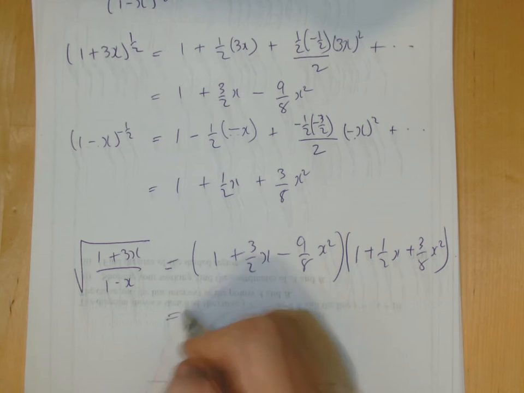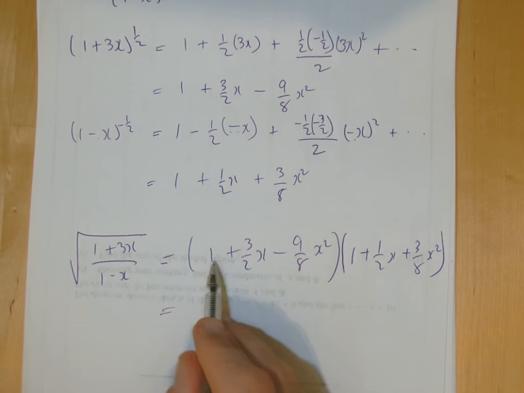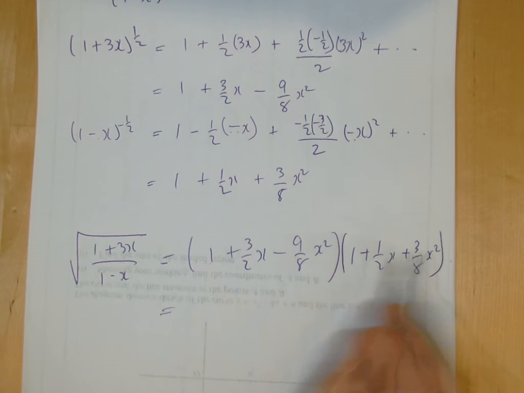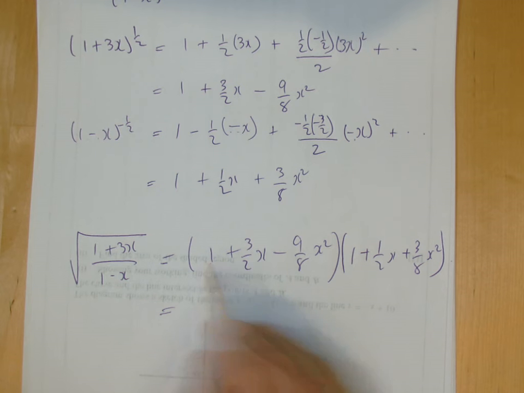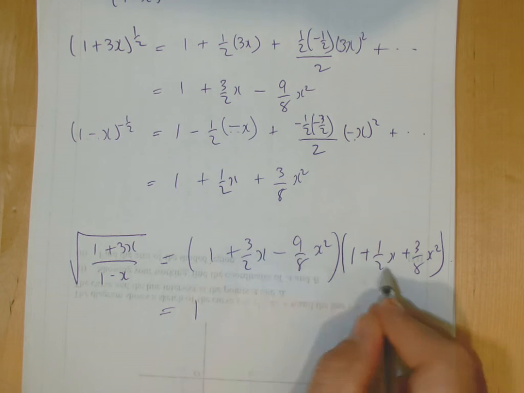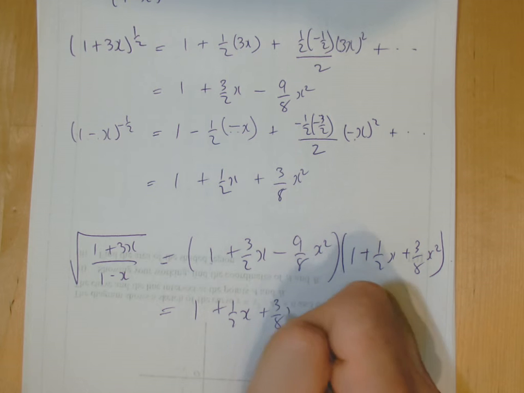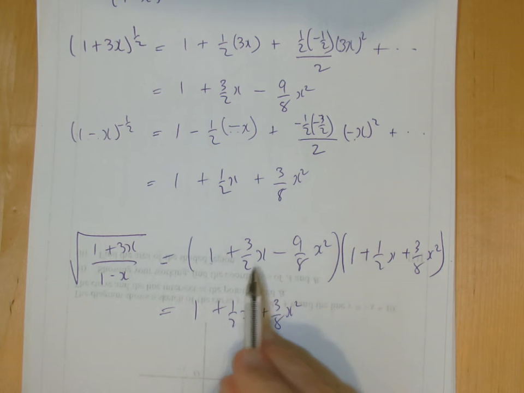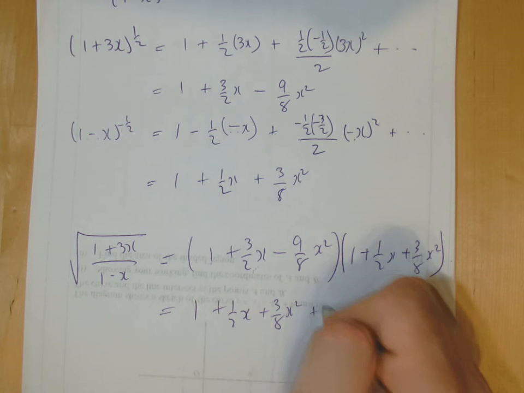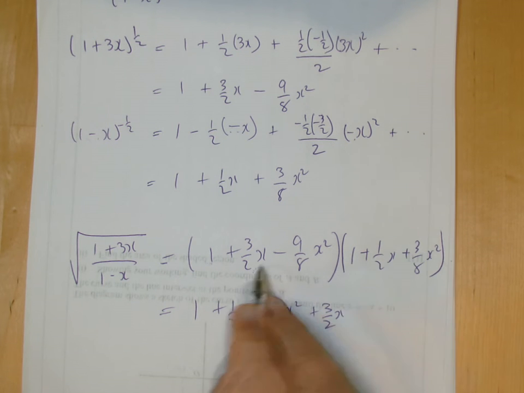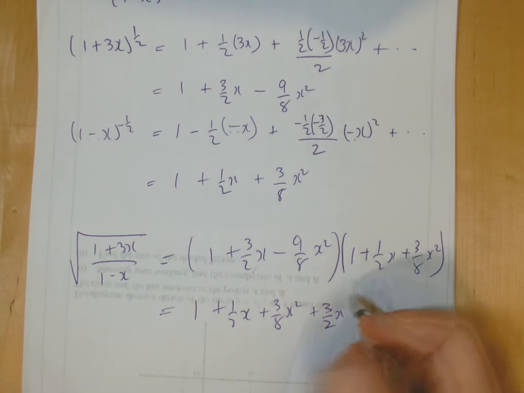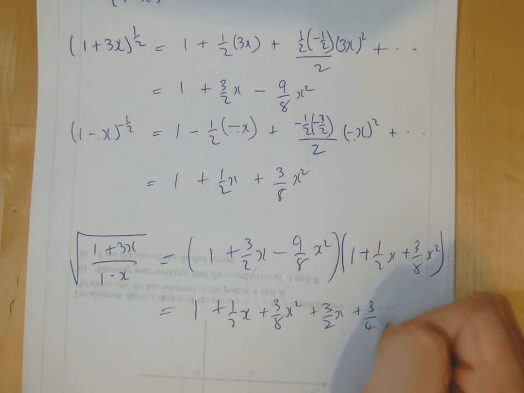So what I do is, to begin with, I concentrate on this 1, and I multiply everything in this bracket by 1. So I do 1 times 1, which is 1, 1 times half x, which is half x, 1 times 3 over 8 x squared, which is that. Then I move on to the second term, and I multiply it by everything in here. 3 over 2 x times 1 is 3 over 2 x. 3 over 2 x times half x is 3 over 4 x squared.